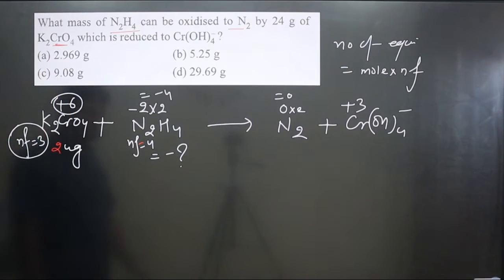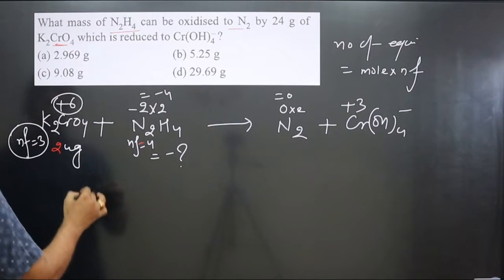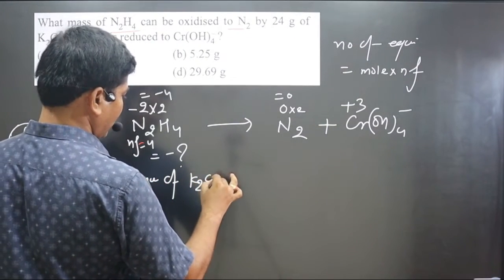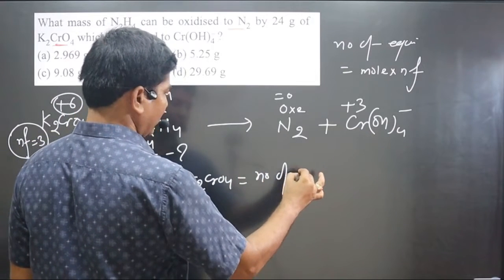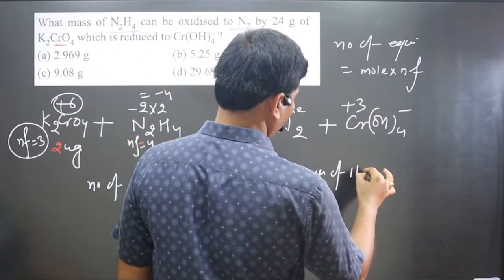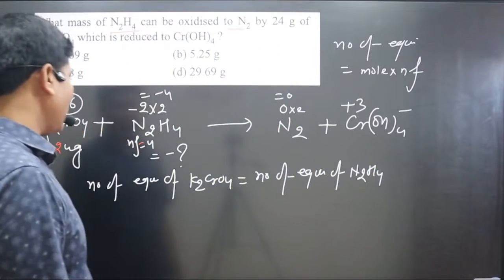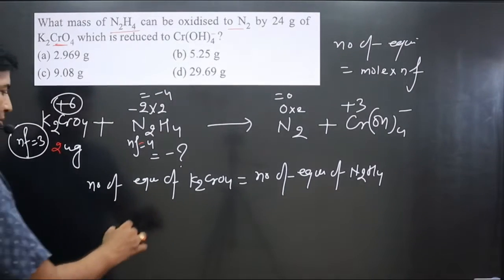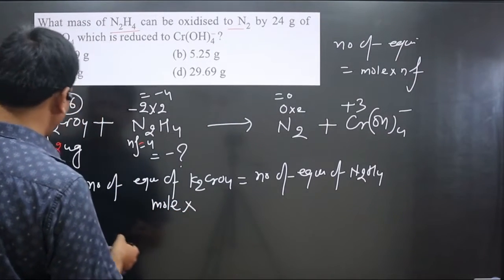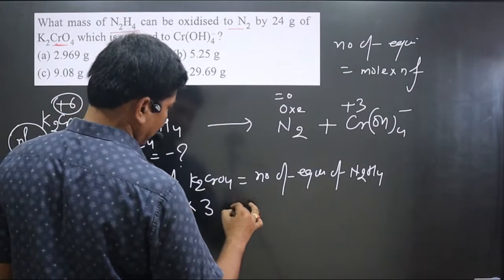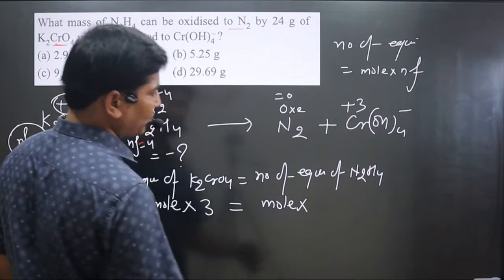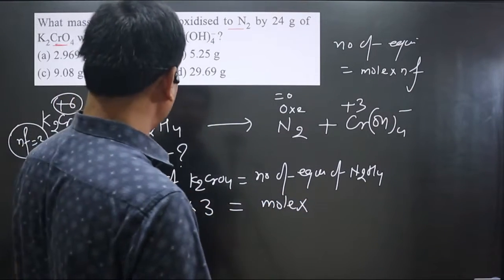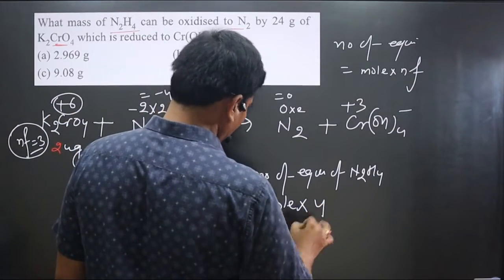Now we simply apply the formula. The number of equivalents of K2CrO4 is equal to the number of equivalents of N2H4. Pay attention carefully. In this case, we have moles multiplied by N factor value. What is the N factor value? 3 we got. On the other side, moles are to be calculated, because once we calculate the moles of N2H4 we can convert into mass, and that will be the answer. Multiplied by N factor, what is the N factor value? 4.